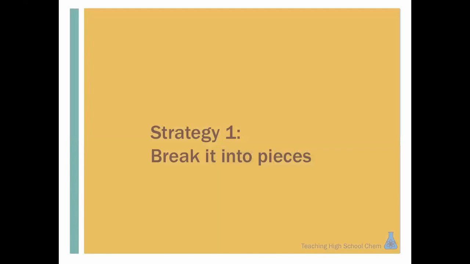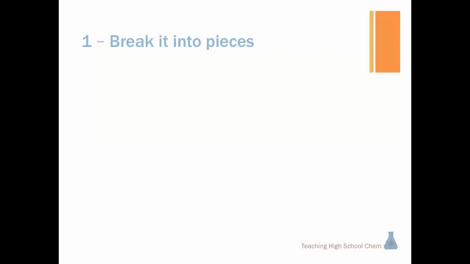So strategy number one. Strategy number one is to break it into pieces. So what I mean by that is this. If you teach nomenclature all as one big thing, kids are going to be confused. I've tutored a number of kids who had chemistry classes where they did ionic nomenclature, covalent nomenclature, and acid nomenclature in 2.5 weeks total. All taught as one big unit. And, these were kids who weren't the strongest kids and they couldn't keep up.